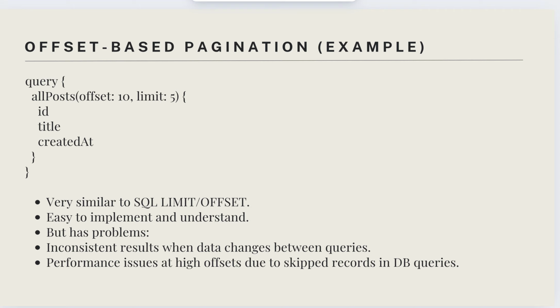However, there are some problems. Performance degrades at high offsets. The database still has to scan and skip to those records. And data shifting, if a new post is inserted at the top while a user is paginating, items may be duplicated or skipped. These issues make offset-based pagination unreliable for real-time or user-sensitive applications like social feeds.